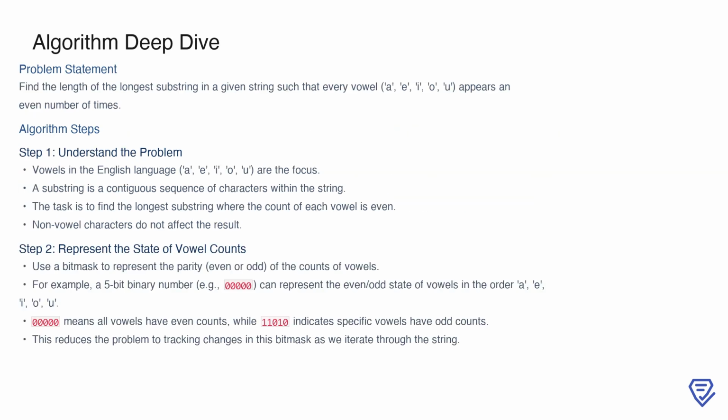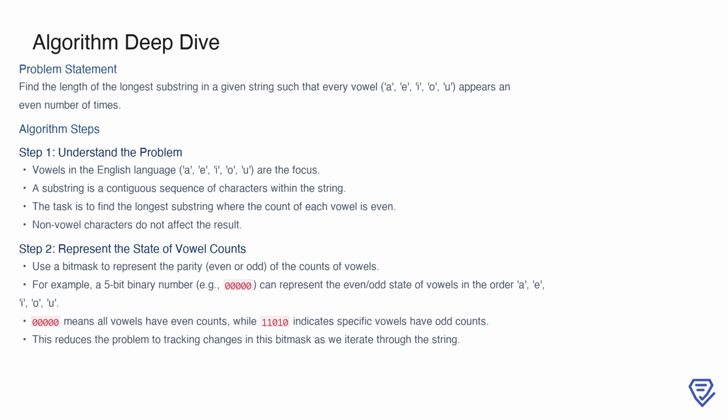To solve this problem, we need to identify the longest substring in a given string where every vowel, specifically a, e, i, o, and u, appears an even number of times. Substrings are simply contiguous sequences of characters, and non-vowel characters don't influence the outcome. To approach this, we can represent the state of vowel counts using a bitmask. This is a compact way to track whether each vowel's count is even or odd.